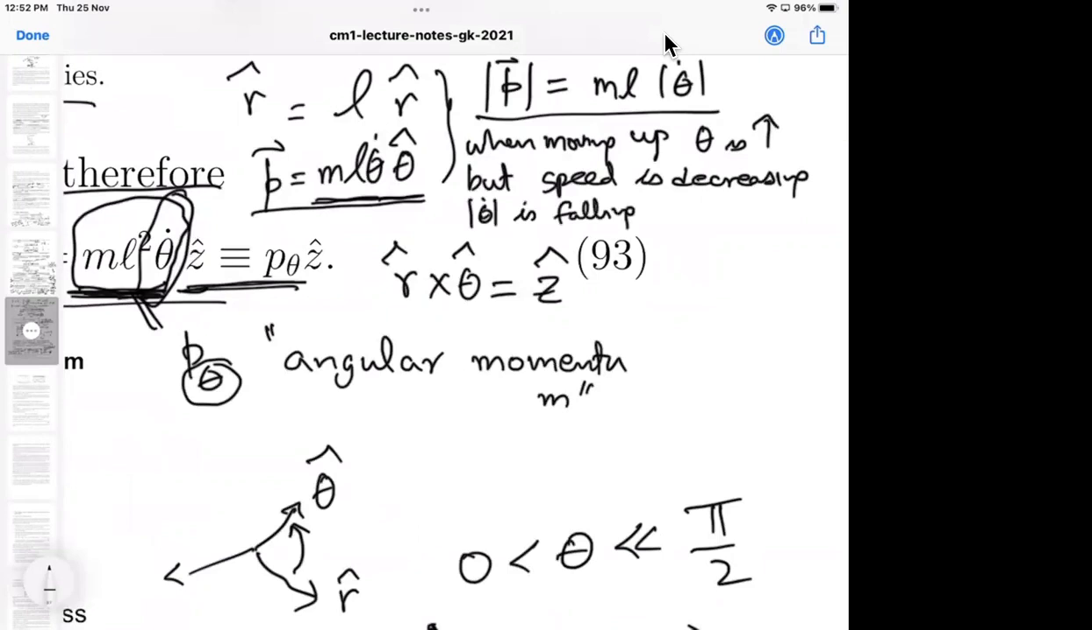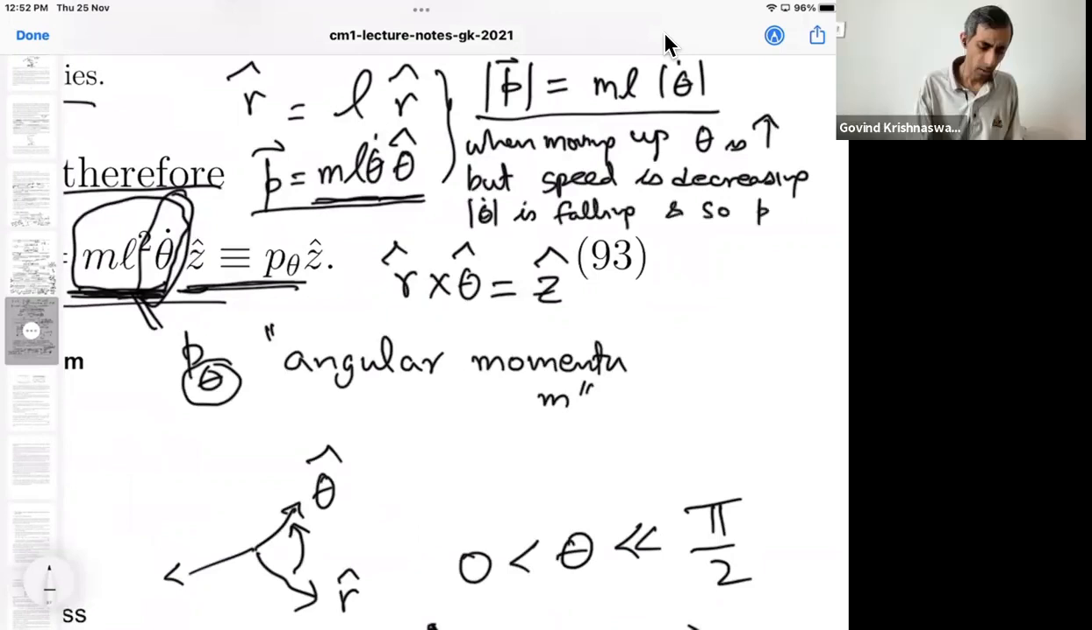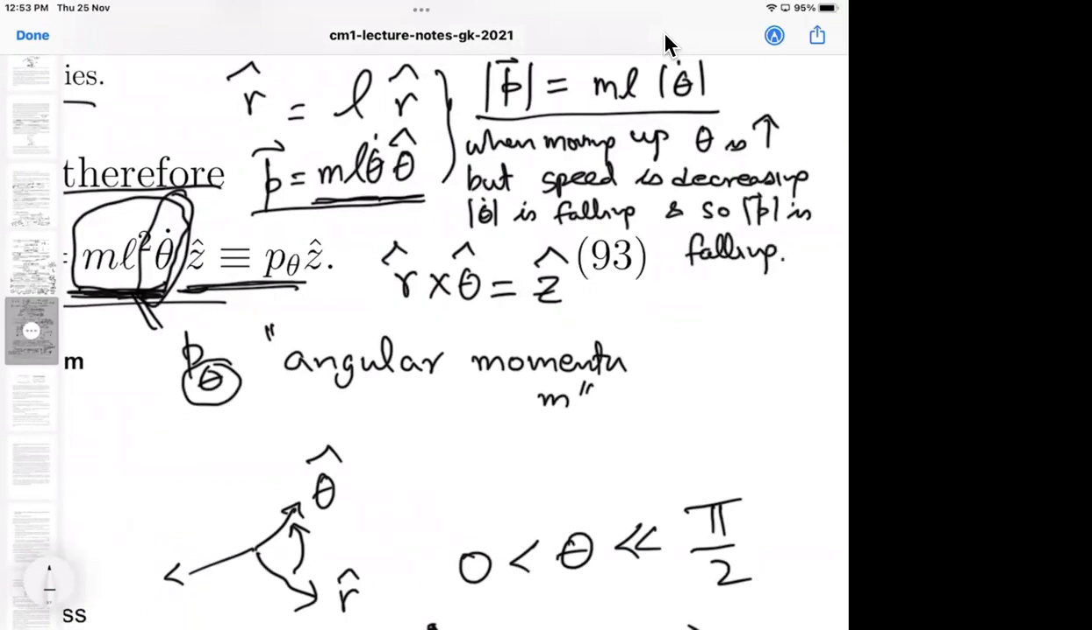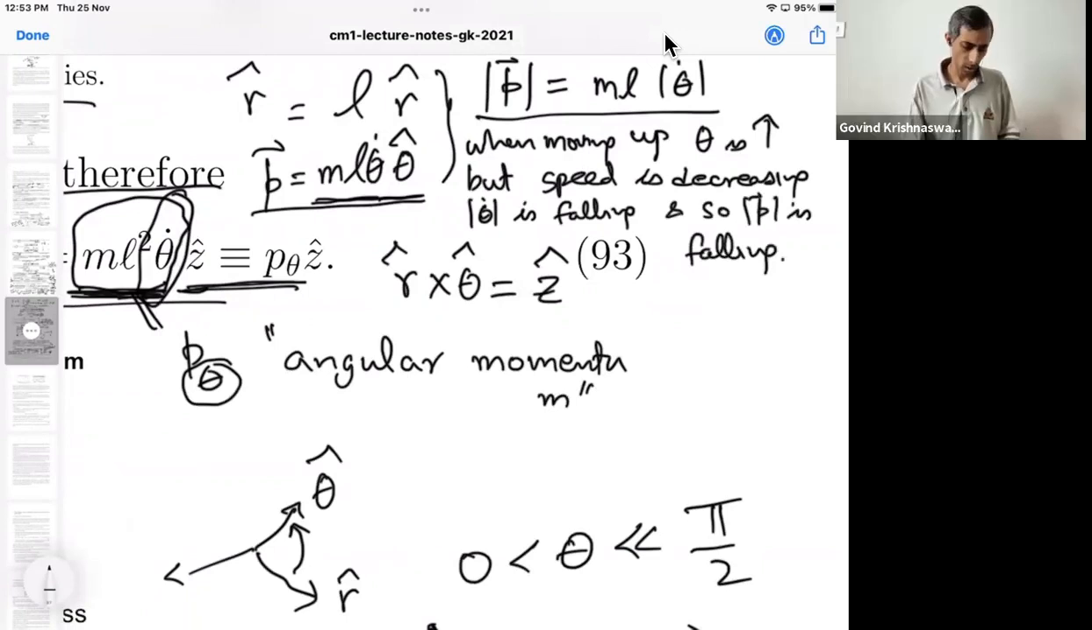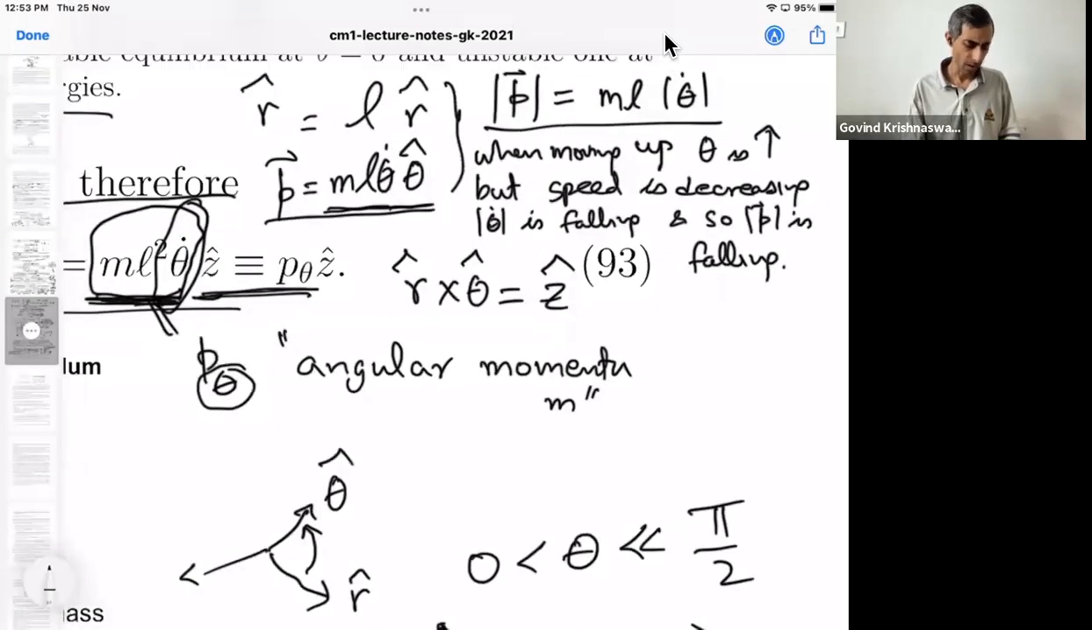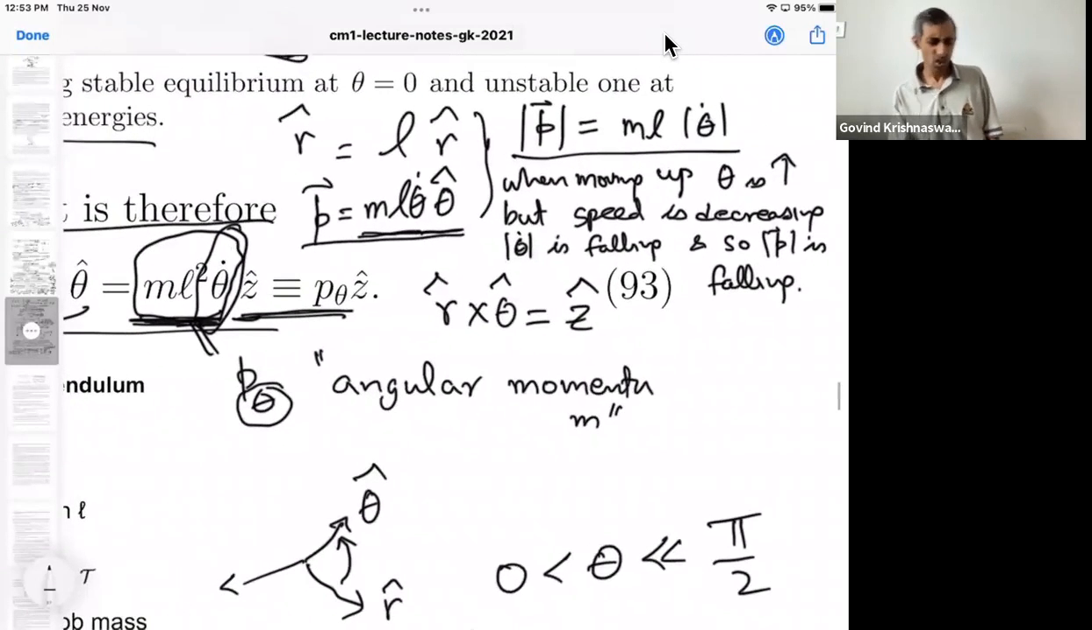Okay. And so the magnitude of momentum is falling. Is that okay? Yes, sir. I think I see. Yeah. Okay. That is the intuition you and I think the rest of us have. So that is all there is to it. We have to be very careful when writing a vector formula and then interpreting the magnitude.